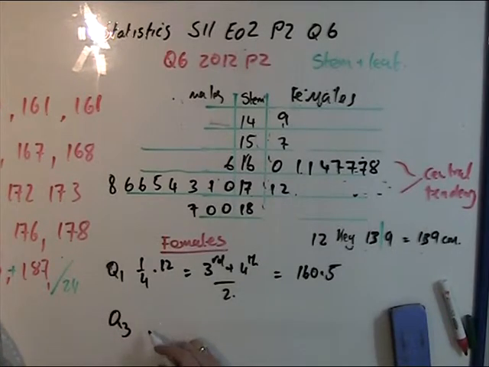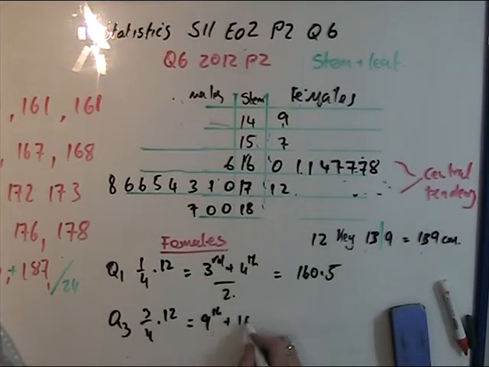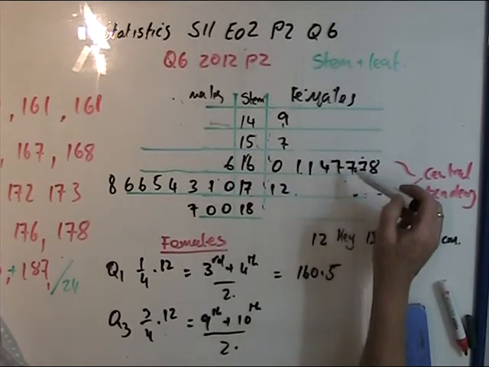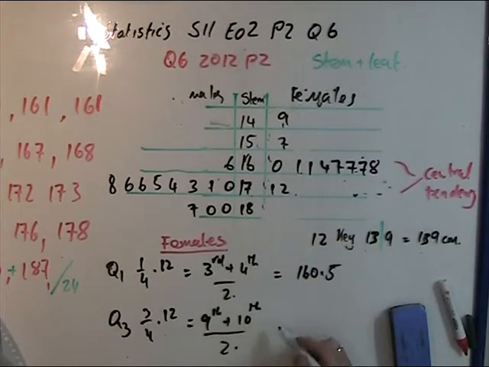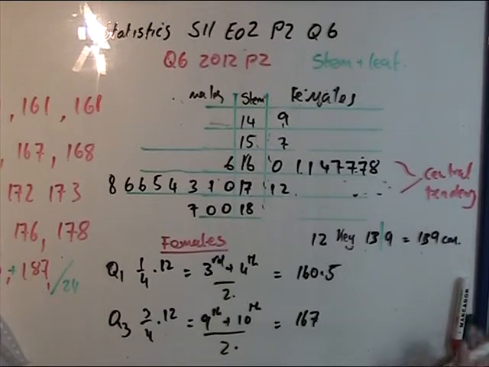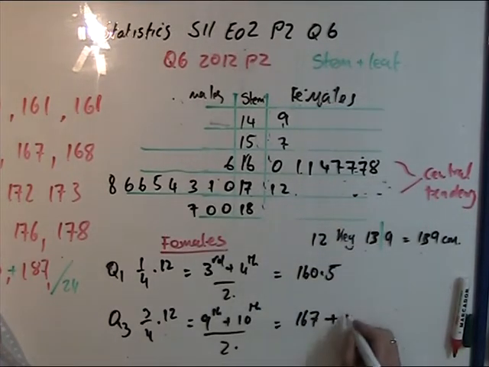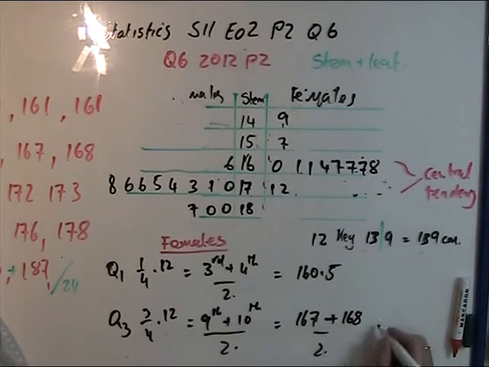Next I have to find the third quartile. So I go down and look at the third quartile, which is three quarters of 12, divided by 4, equal to 9. So I must look at the 9th and the 10th term and then divide by 2. I'm looking at the 9th term: 1, 2, 3, 4, 5, 6, 7, 8, 9, 167, plus the next term, which is 168, and divide by 2, and the answer is 167.5.